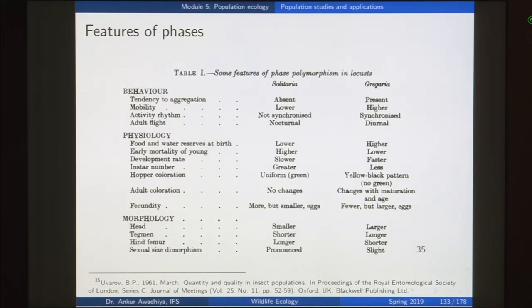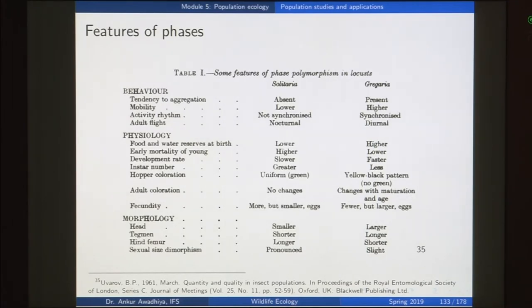Then if we look at the adult flight, the solitary phase flies in the night time, the gregarious phase flies in the daytime. So, you can see that there are huge differences between the solitary and the gregarious phases of the same species.